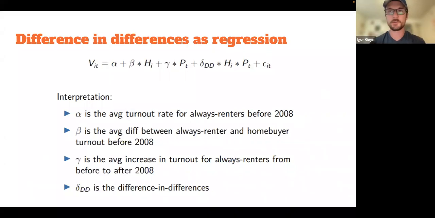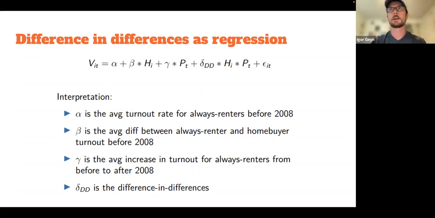Okay, moving on to gamma, which is our next Greek letter, moving from left to right. Gamma is the average increase in turnout, right? It's going to be the average difference between the pre and the post period, before and after treatment, for the control group. In this case, always renters are our control group, but abstracting to the general case, gamma is the average difference in the outcome variable for the control group between the two periods, between the pre and the post period.